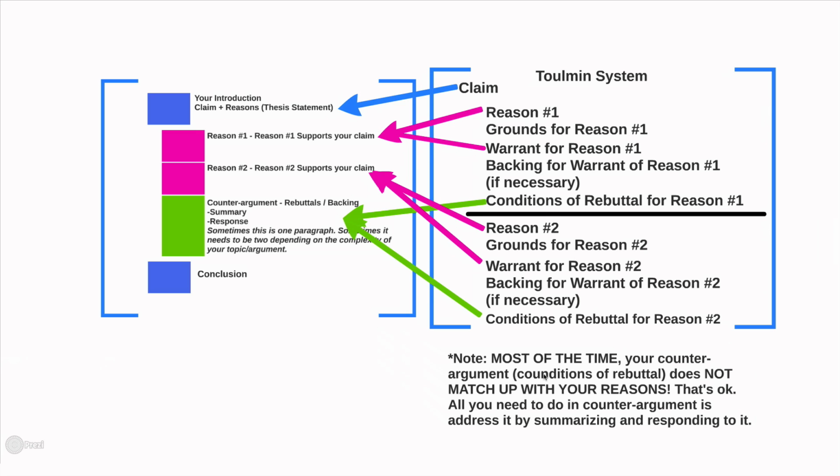Now, I want you to notice this down here. Most of the time your counter argument right here does not match up with your reasons. I mean, you know how you have conditions of rebuttal for reason 1, conditions of rebuttal for reason 2. That's great in terms of planning, but don't get too hung up, because sometimes you might have a good reason, but there may not be a good counter argument to that. There may just be a counter argument to your claim in general. And that's okay. The Toulmin system is only there as a planning tool.